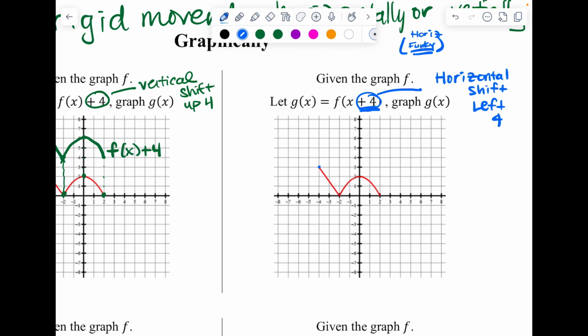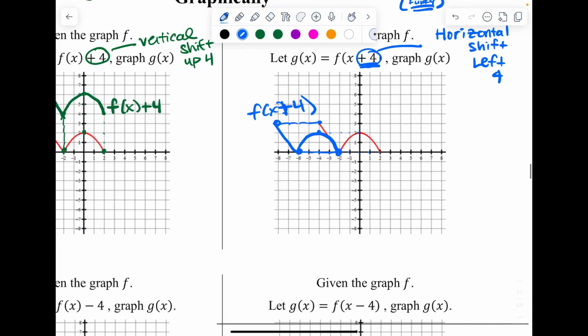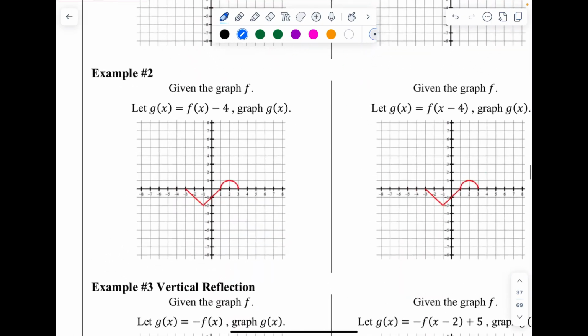So I'm going to take every point and shift it to the left 1, 2, 3, 4. So we see this is f of x plus 4 in the parentheses. That's a horizontal shift to the left.